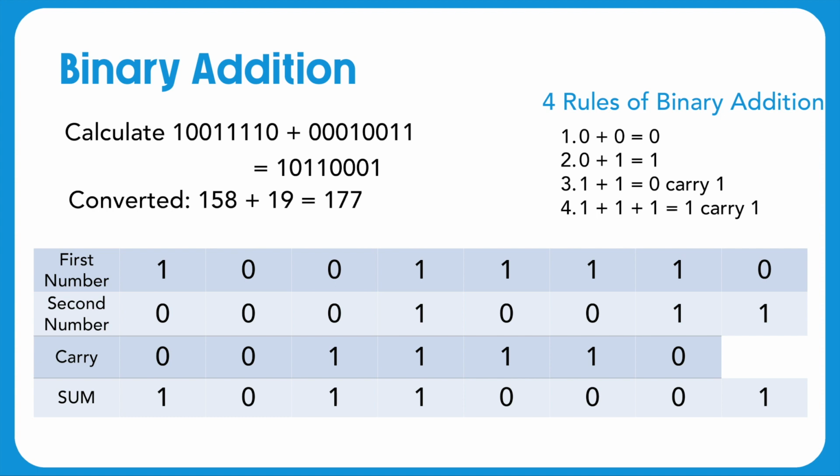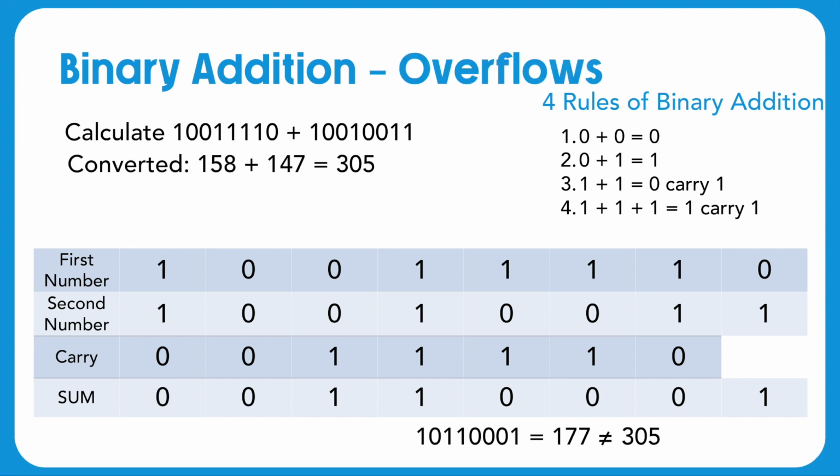so we know we've done it all correctly. If we take a look at another example where I've changed the second value's most significant bit to be a 1 instead of a 0, making our addition in denary be 158 plus 147, this should equal 305. However, if we look at the table below and calculate the denary value of our result, we've got a value of 177, which isn't 305.